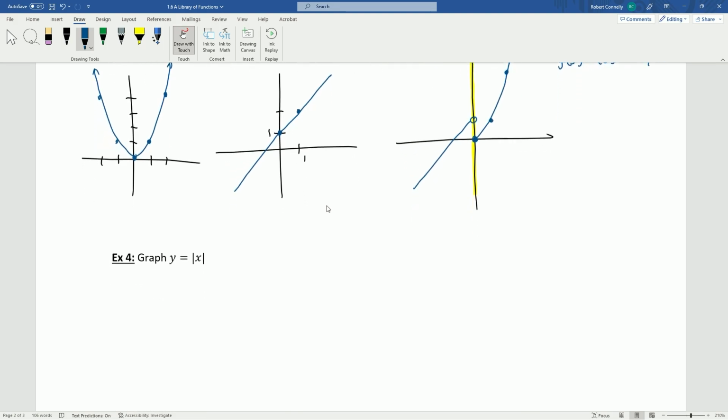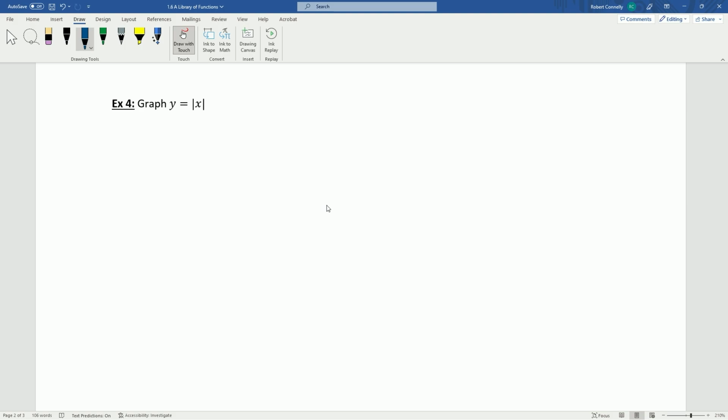So now let's take a look at this next one, graph y equals the absolute value of x. So this function, in order to understand how to graph it properly, we really have to understand it as a piecewise function. So our intuitive understanding is, oh, you make the number positive. A more rigorous understanding is actually that the absolute value describes the distance from 0. So the number negative 3 is a distance of 3 away from 0 on the number line.